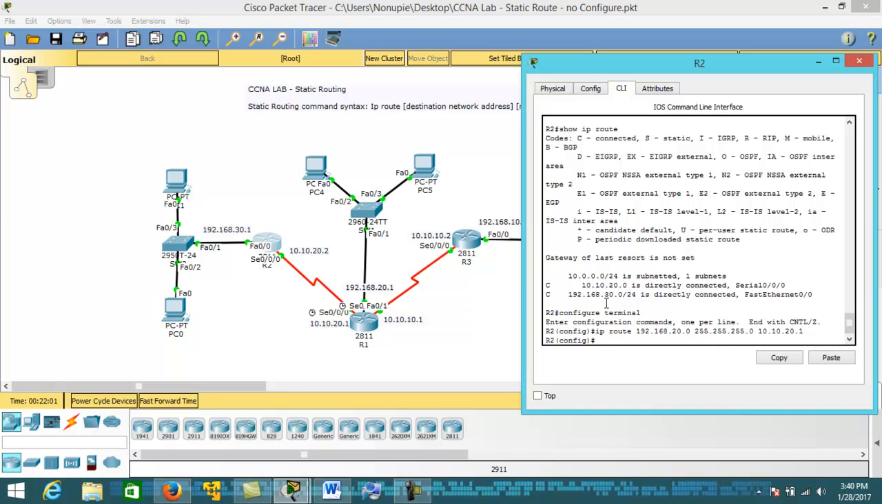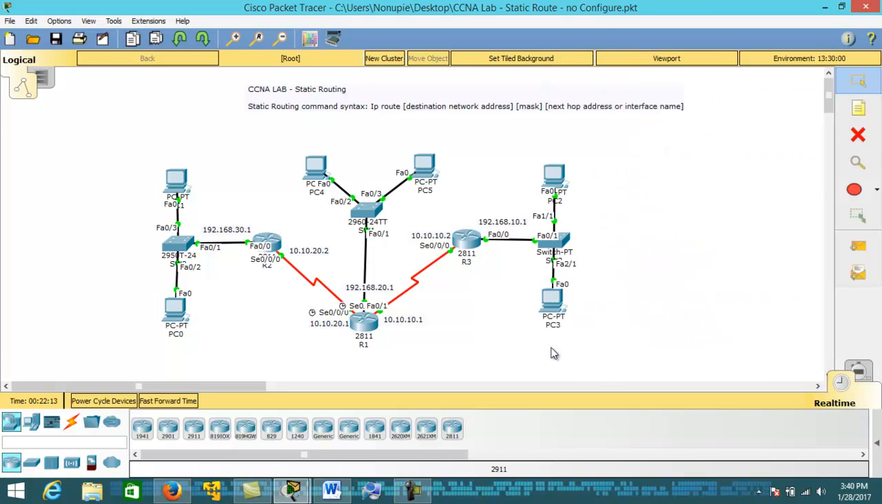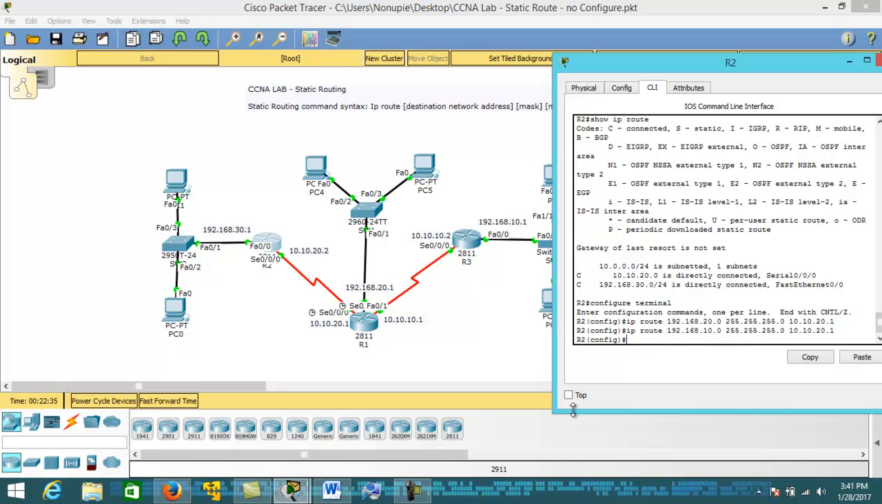So let's configure the next route, for this network, that is 10.1. The command is really simple. It is ip route 192.168.10.0 network and its subnet mask 255.255.255.0. Okay, and then the exit interface or next hop address. The next hop address will be the same, that is 10.10.20.1.